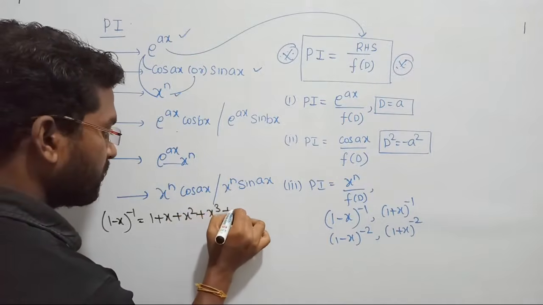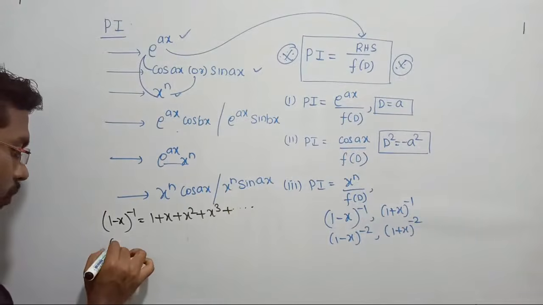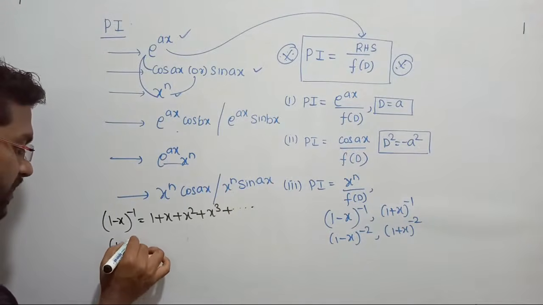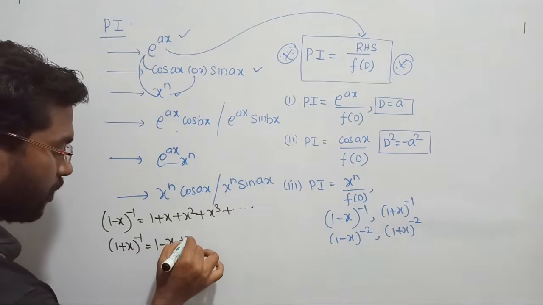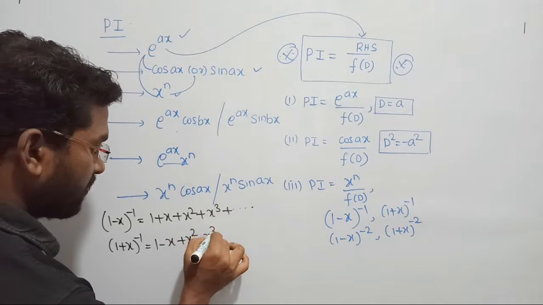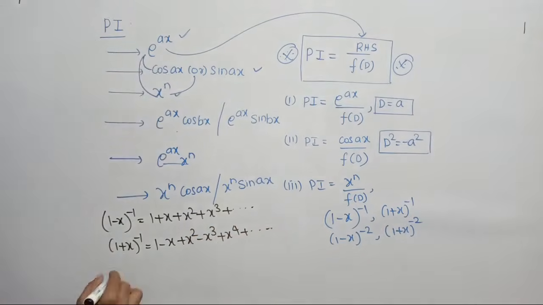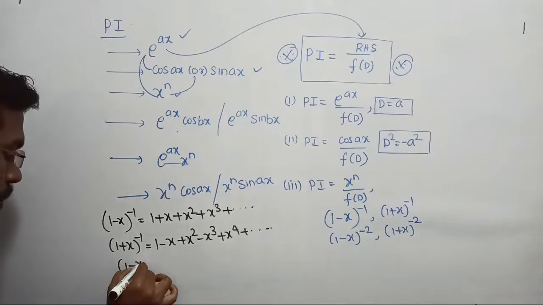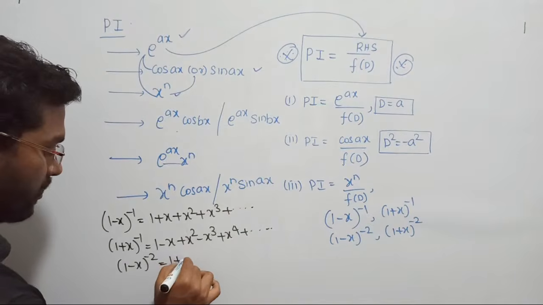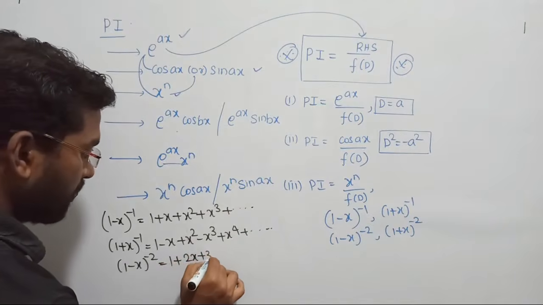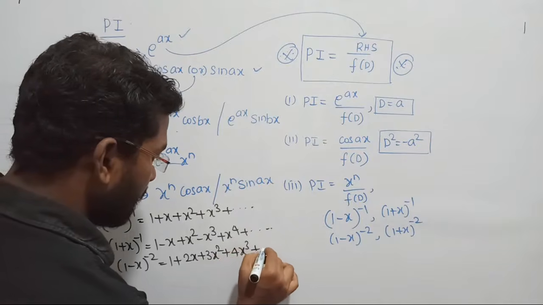x cube plus etc. That is the expansion of 1 minus x whole inverse, right? Like 1 plus x whole inverse, its Taylor series expansion can be written as 1 minus x plus x square minus x cube plus x power 4 plus etc. Next we are going to talk about 1 minus x whole power minus 2, right? And it can be written as 1 plus 2x plus 3x square plus 4x cube plus etc.